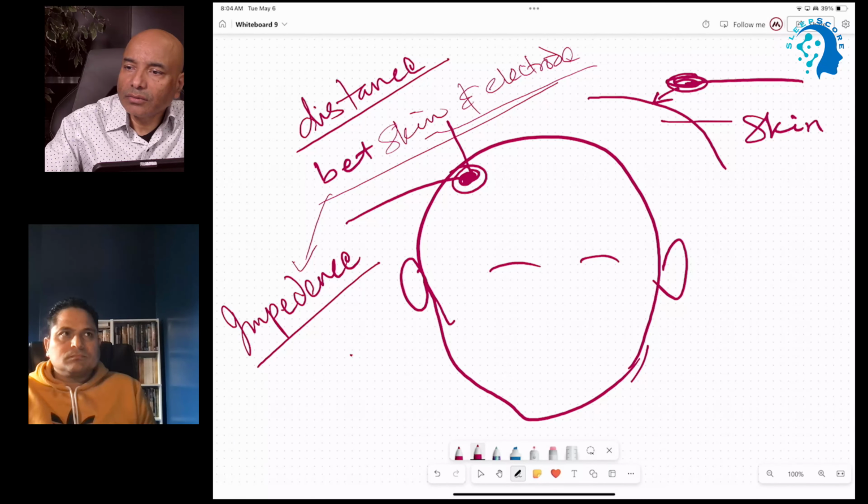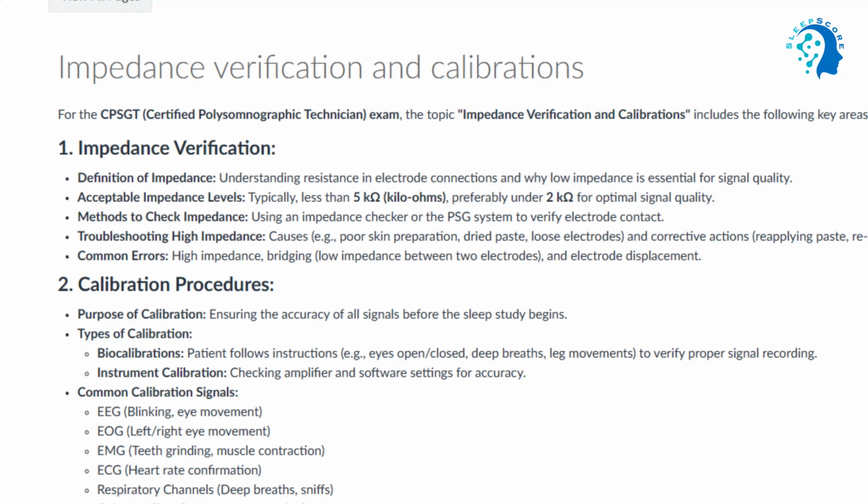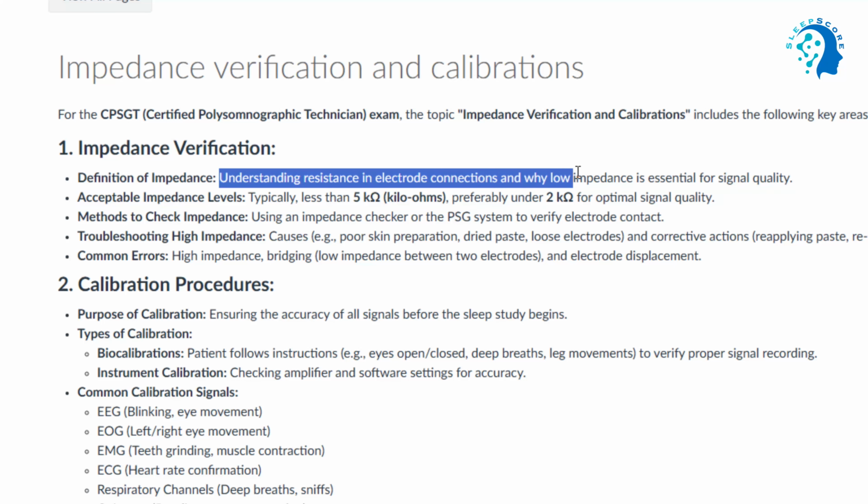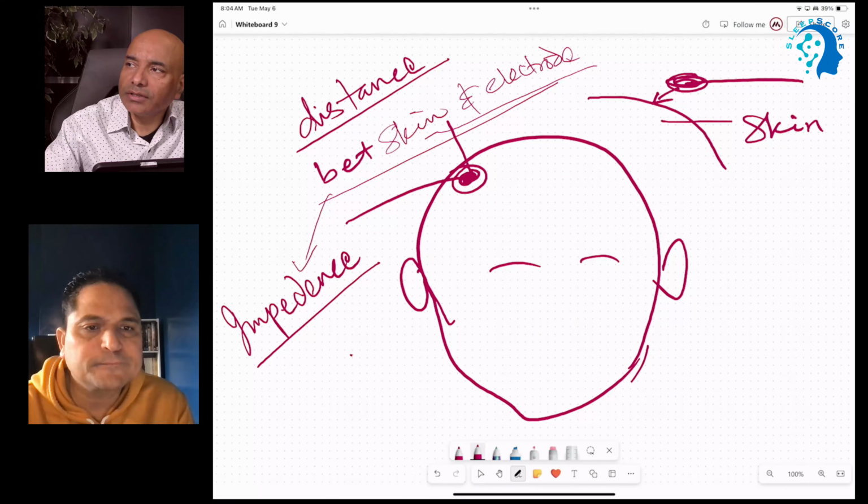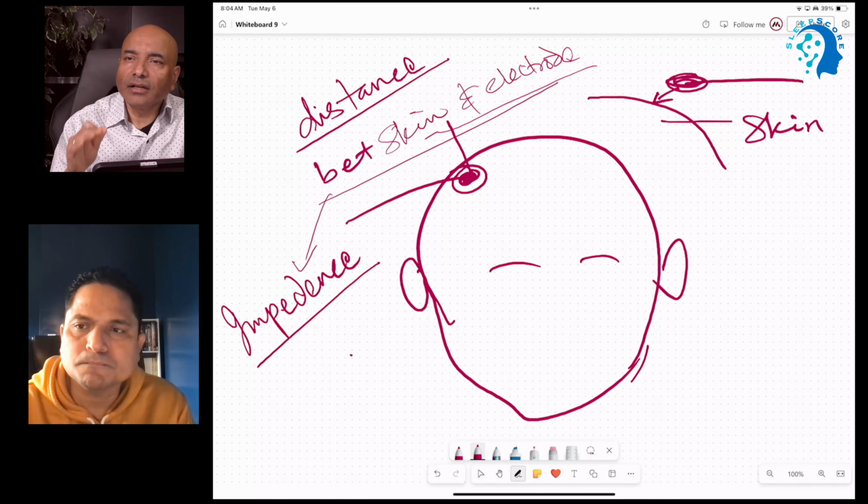Okay, so we are studying impedance verification. The definition of impedance here is understanding resistance in electrode connections and why low impedance is essential for signal quality. That's what we are going to do. So we need low impedance.